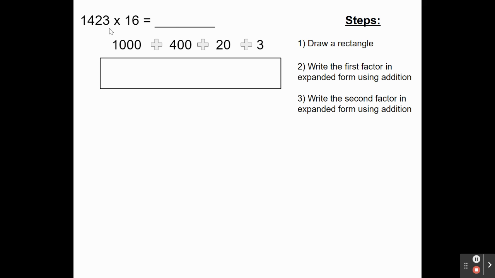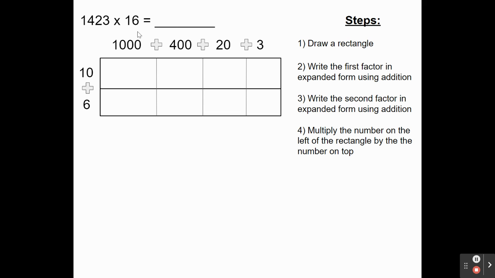Now let's write the second factor in expanded form using addition. The second factor is 16. So the 1 is in the tens place, so the value is 10. The 6 is in the ones place, so we're going to add 6. Notice we can extend the rectangle to create more space. Wherever we see an addition sign, we're going to draw a line to break up our rectangle into smaller rectangles.